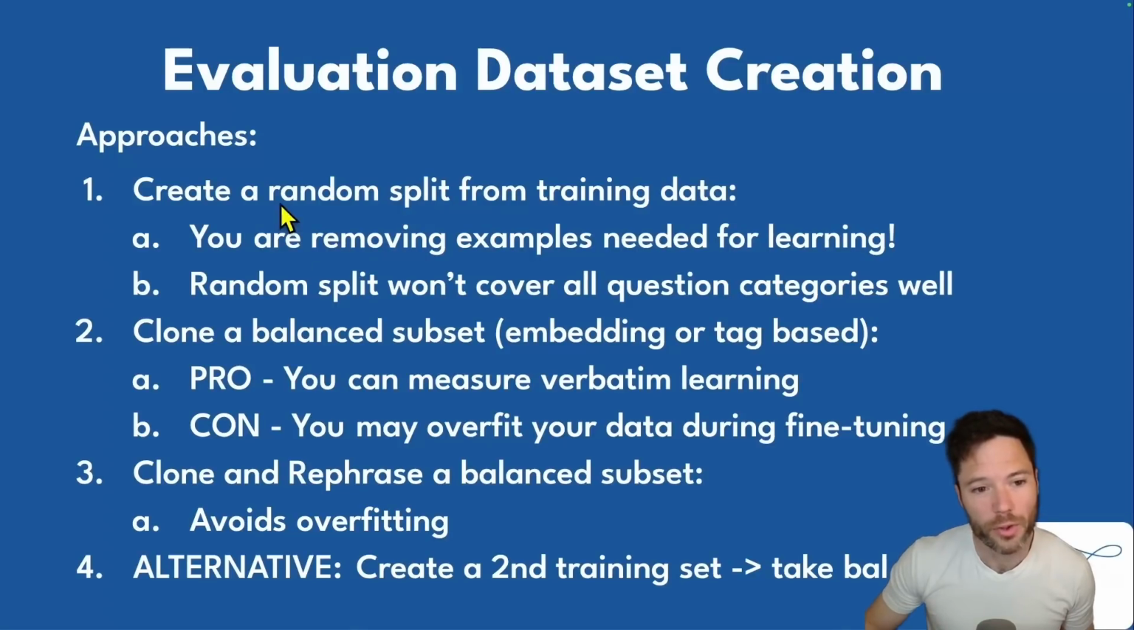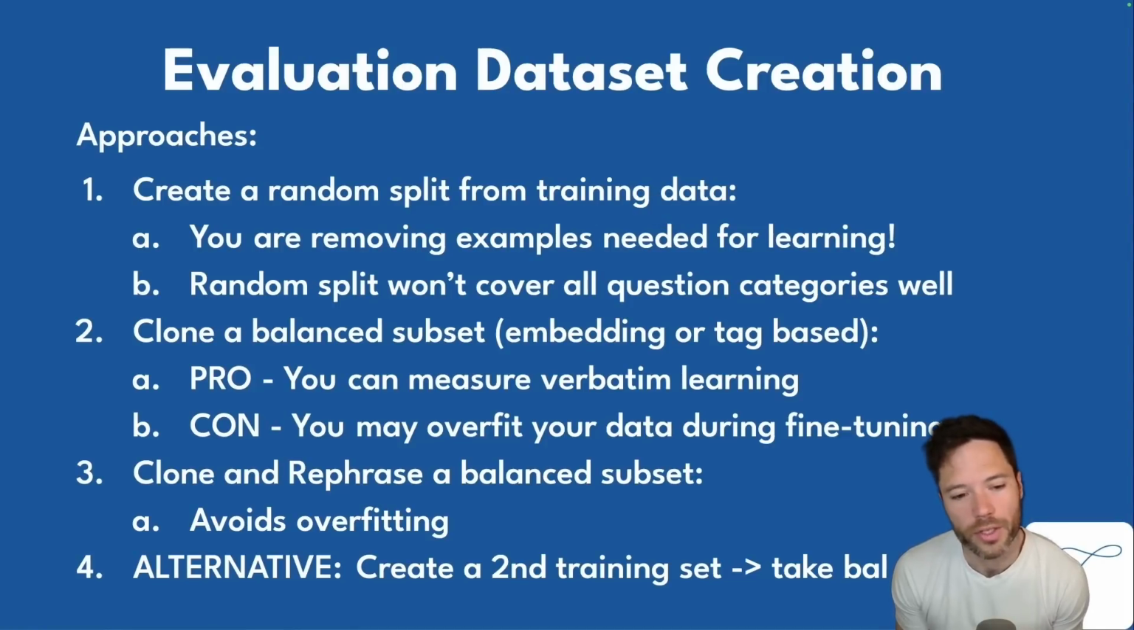Another problem is if you just randomly take a split from the training data, like 10 or 20%, that random split probably won't be balanced across topics or difficulties or question categories in the same way as the training split is. So you could perform well on the eval split, but you're still performing badly on some category of the training split. So an alternative approach, which is maybe a little bit better, is to clone a balanced subset.